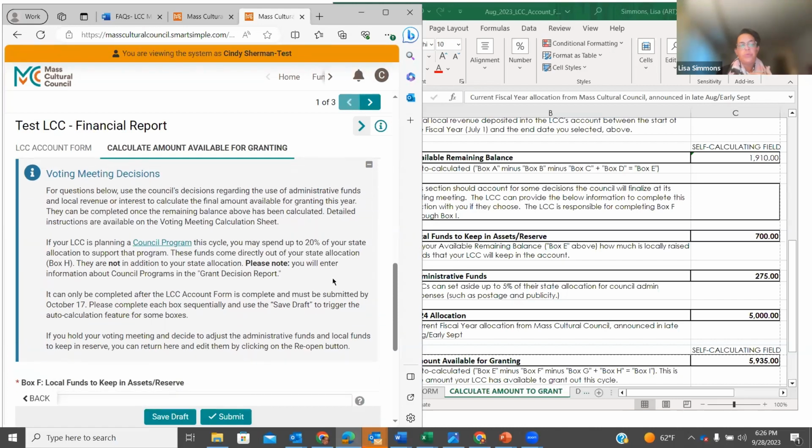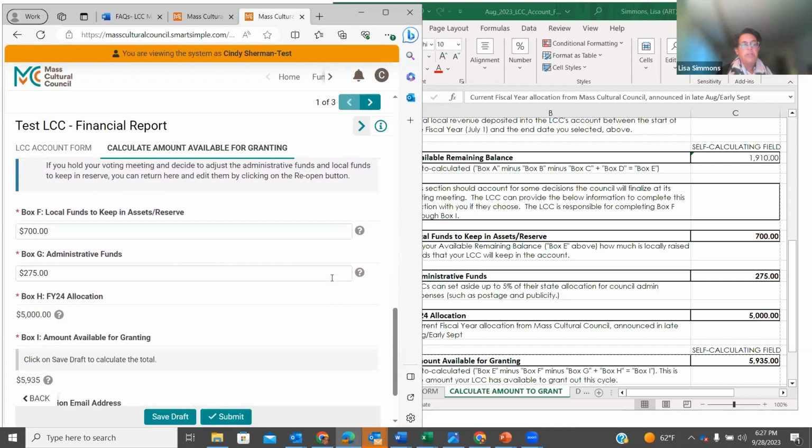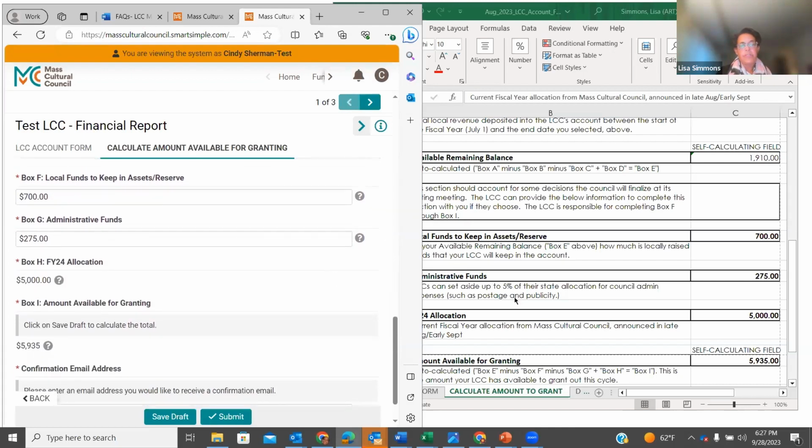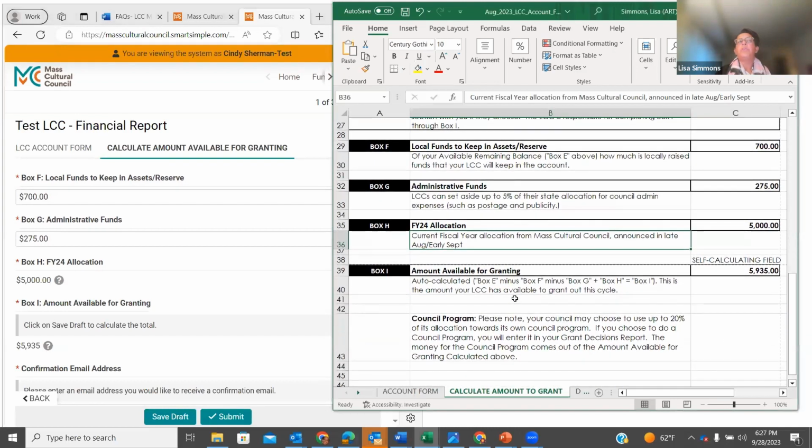And again, it gives you some really good directions. So now we come to box F, which is what I was talking about before, about local funds that you want to keep. So let's say you want to do another program, you want to do a festival, the municipality gave you money, you raised money, but you don't want it to be part of the grant cycle. This is where that money goes in.